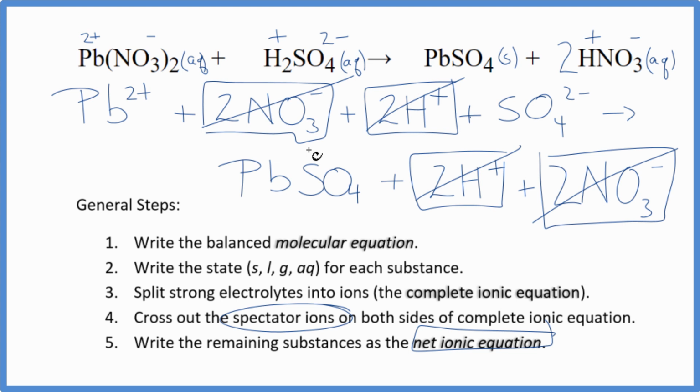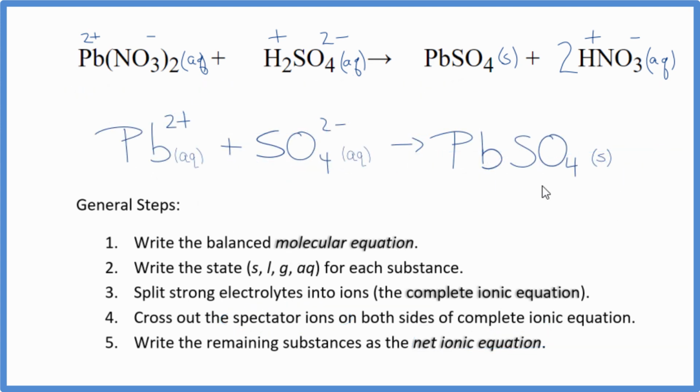Let me clean this up, write the states in. We'll have our net ionic equation. So this is the balanced net ionic equation for lead(II) nitrate plus sulfuric acid. You'll note that charge is conserved. We have a 2 plus and a 2 minus. Those balance out. Net charge is 0. This is a neutral compound. Net charge is 0. The atoms are also balanced as well.